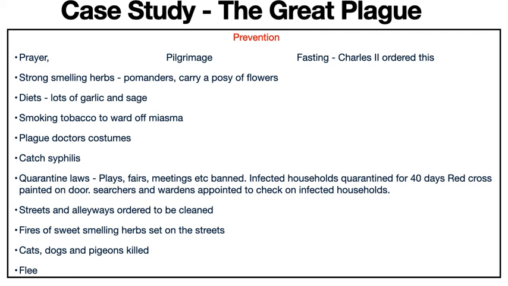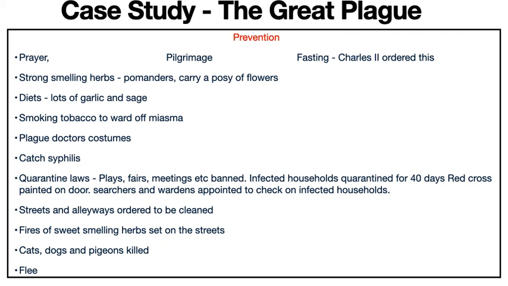Plays, fairs, meetings, all of those kind of big events, similar to today really, were banned so that you wouldn't have people mixing. The government also ordered that streets and alleyways be cleaned and that sweet smelling herbs would be burnt in the streets, again to get rid of the miasma. And finally, that cats, dogs and pigeons would be killed. Of course, ironically, it's probably made it worse, as then the rats, who were the ones who carried the fleas that carried the disease, would then have no predators. So the rat population would explode.